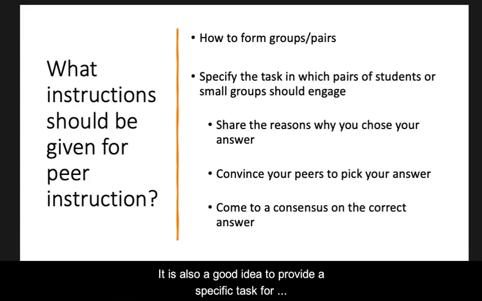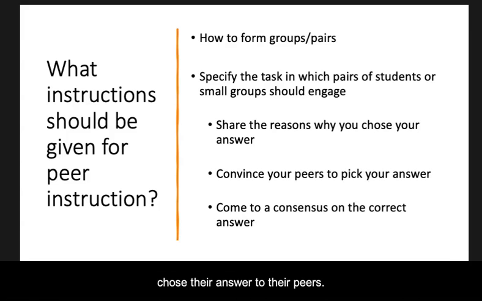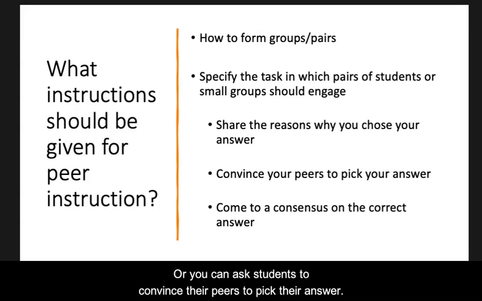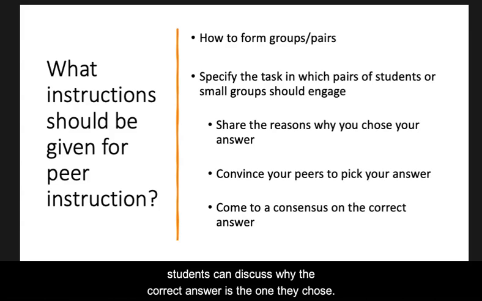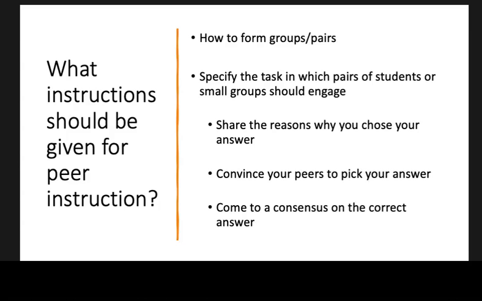It is also a good idea to provide a specific task for students to achieve during small group discussion. This will focus the discussion on the topic at hand. For example, you can ask students to share the reasons why they chose their answer with their peers. Or you could ask students to convince their peers to pick their answer. If consensus has been achieved, students can discuss why the correct answer is the one they chose.